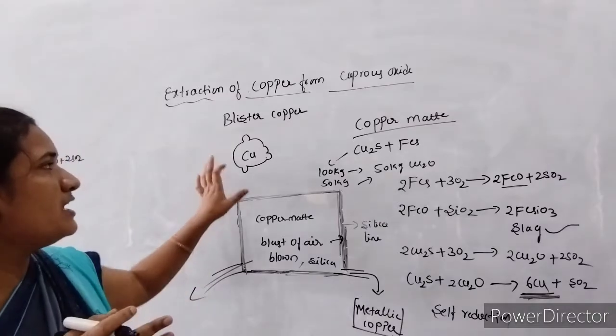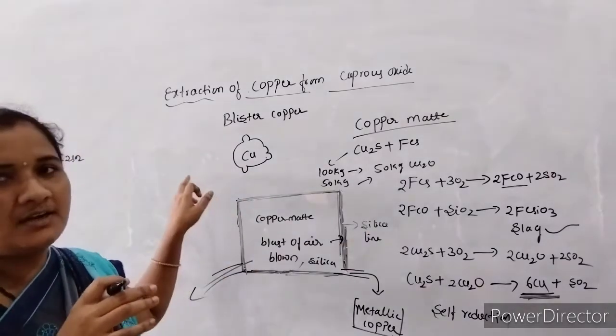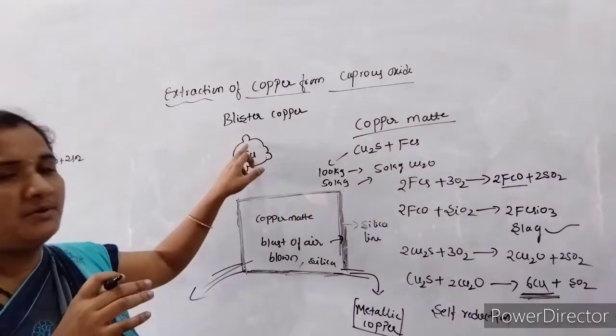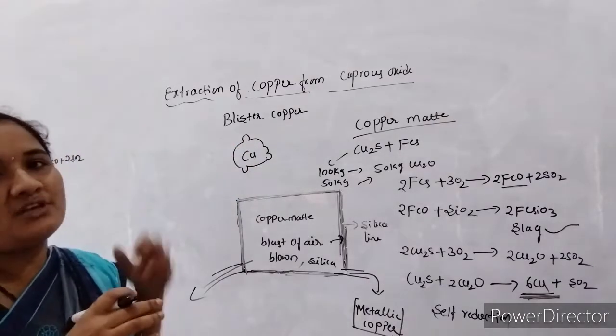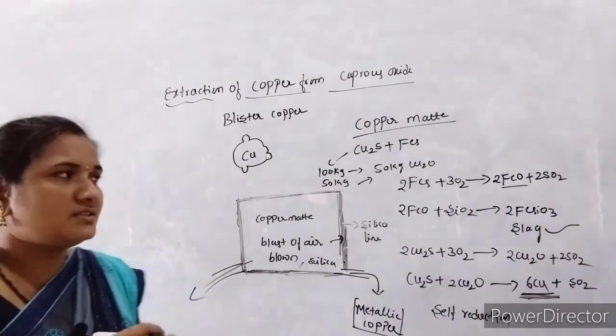So in a similar way, copper will appear like this due to the evolution of sulfur dioxide. In this bubble, the accumulation of sulfur dioxide gas takes place. So that is why it is called blister copper.